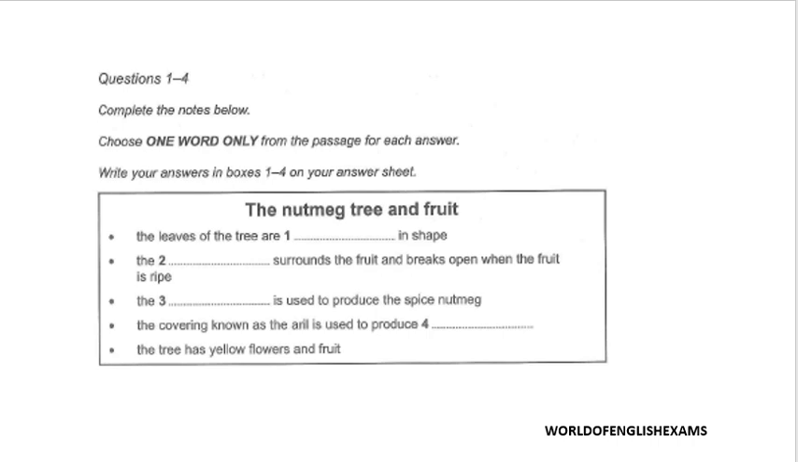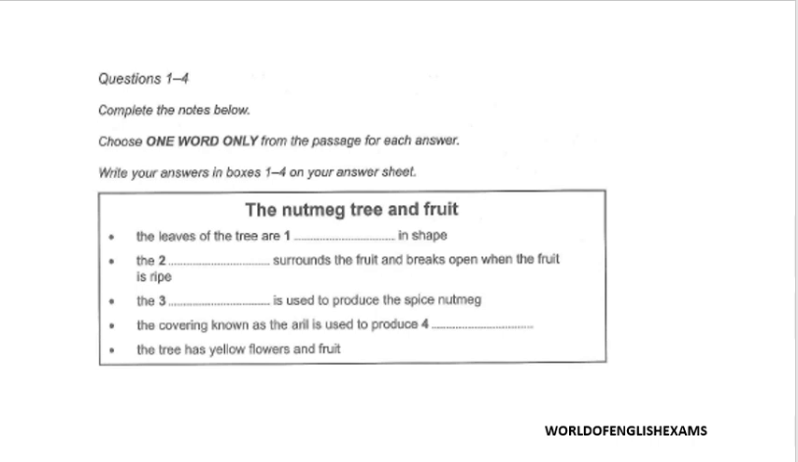So which part of the tree is used to produce the spice? That is the question. Finally, the covering known as the aril. So there is a covering that is called aril, is used to produce dash. So aril is used in the production of what? So that is the question.